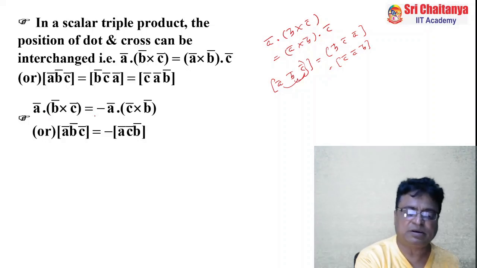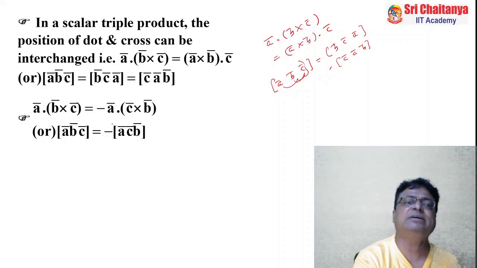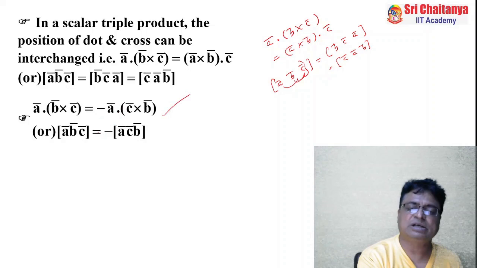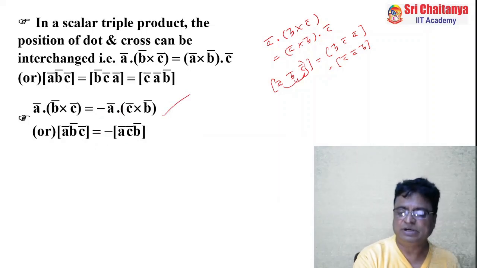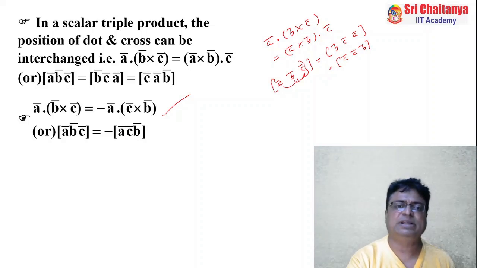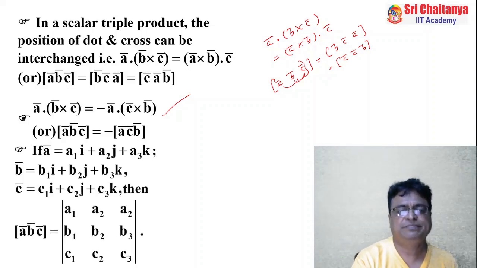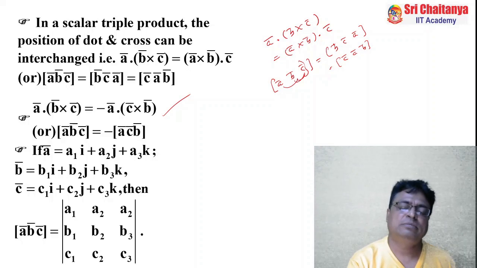A bar dot B cross C equal to minus A bar dot C cross B. That means box ABC equal to minus of box ACB. If I have changed any two vectors in between them, then automatically the sign will change. How to find the box product?